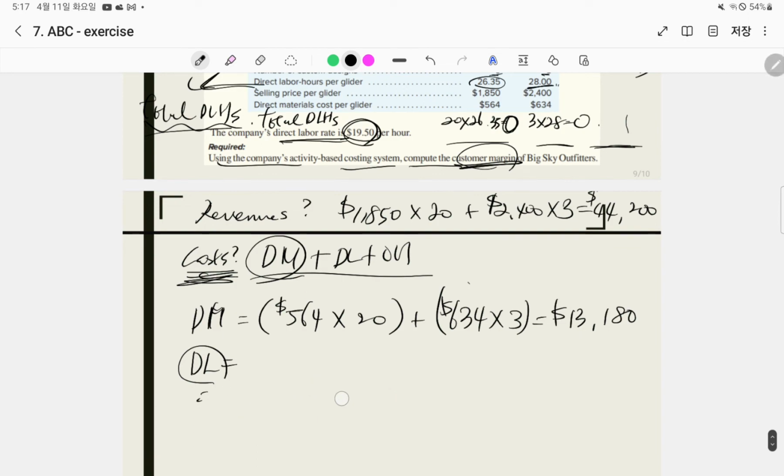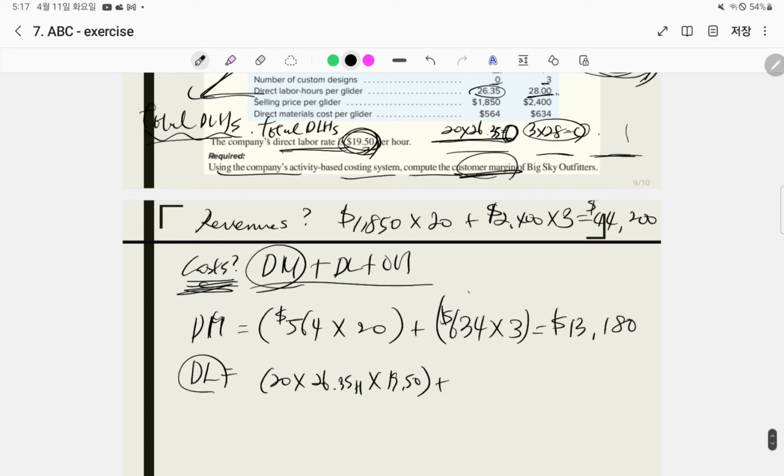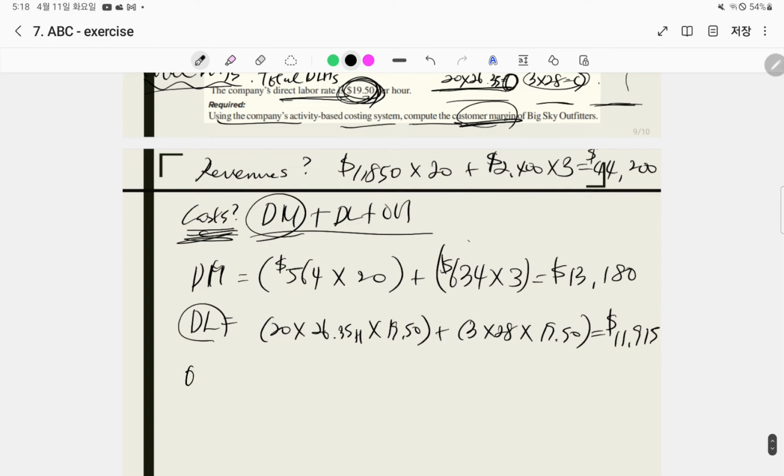So direct labor cost is here 20 gliders times 26.35 hours per glider times wage rate $19.50. And here 3 gliders, 28 hours per glider times $19.50. So it is $11,915. And overhead.